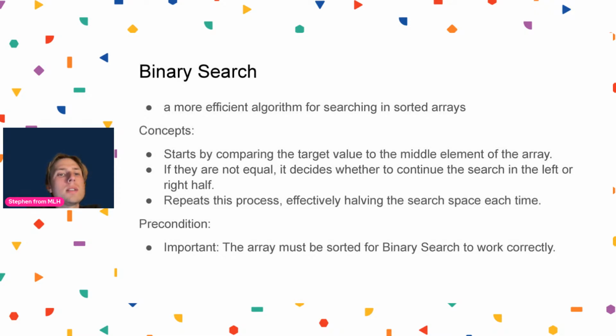And if the target is not equal to this middle element, then it'll decide whether to continue the search in the left half or the right half. And it'll repeat that process, effectively halving the search space each time. So this is really similar to, remember, merge sort, where we split the data iteratively to save time. Saved a lot of time to do that compared to checking every single pair.